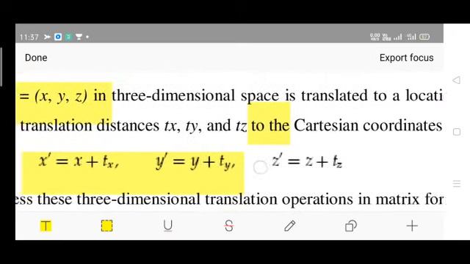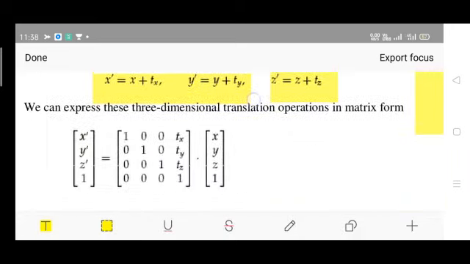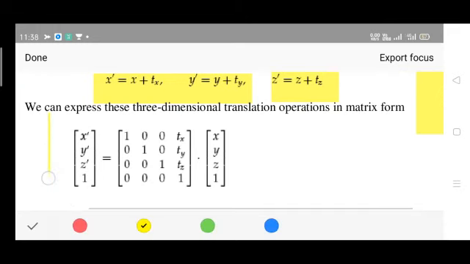Now the additional parameter is for z. This was not there earlier, since the third dimension was absent for the 2D model, so we took only the x and y parameters. Now we are going to take the third parameter z. So z dash is obtained in a similar way as z plus tz. That's it. This is the matrix representation.